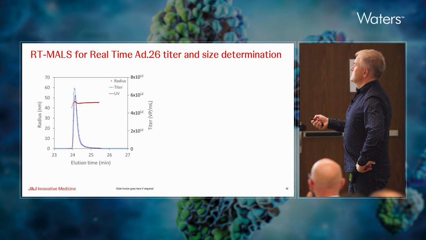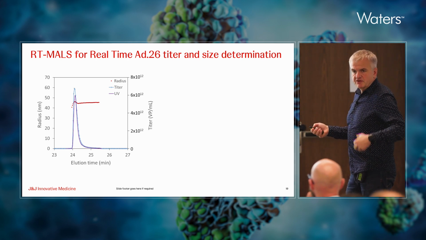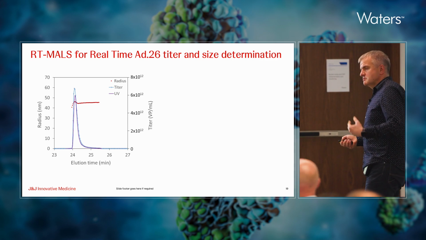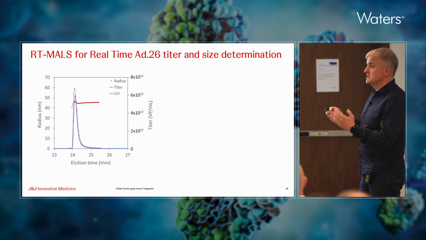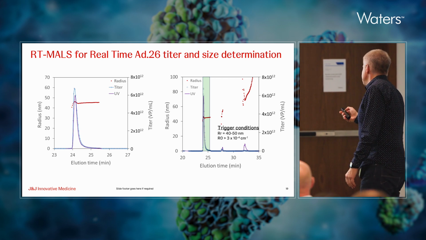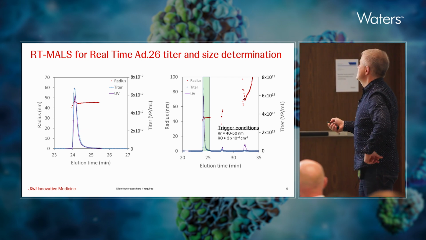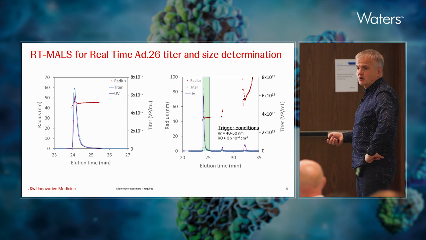But in addition, we can also monitor the size of the particles that are eluting from the column. So we know that everything that comes off the column is the right size, and at least based on the physical properties of the material is the right thing. What we think is also extremely valuable is that we could trigger collection.